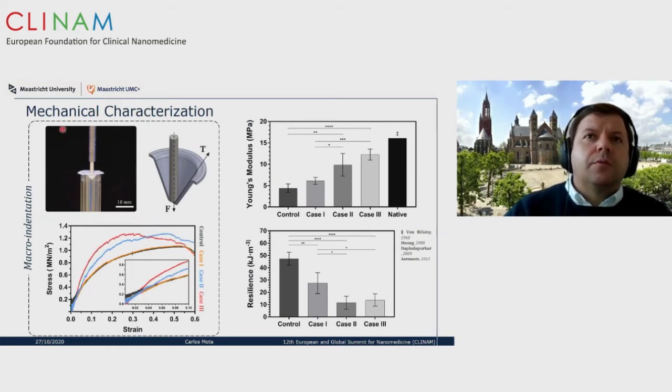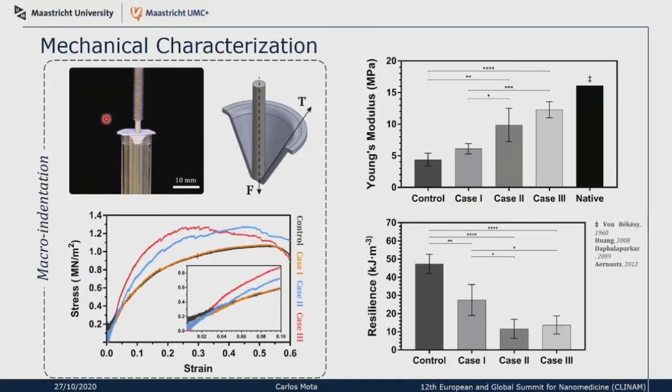We did some mechanical characterization of the meshes. This is not really representative of the native environment, because on the back of the tympanic membrane you have the ossicular chain, but of course that's very difficult to mimic. But here what we wanted to see was again the Young's modulus of this pattern.